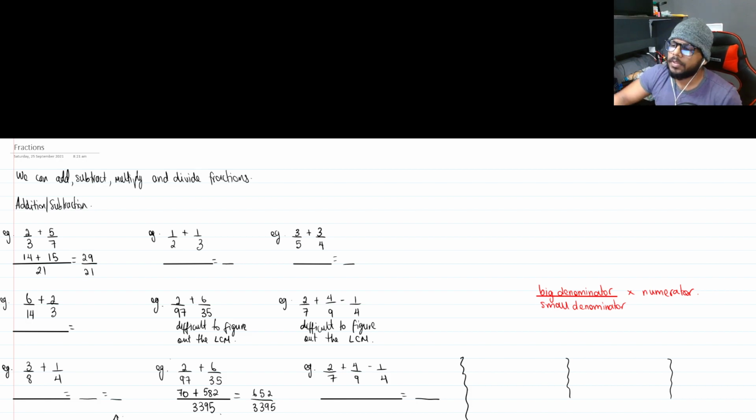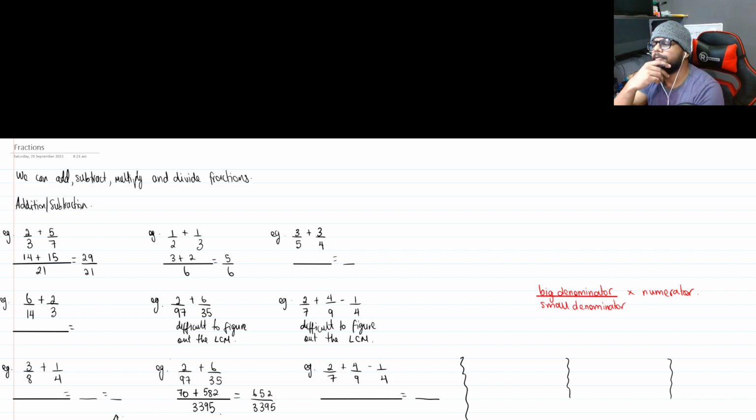Easy peasy lemon squeezy. Let's try the second one. I'm sure everybody will agree with me. LCM here is 6. Well, 2 into 6 is 3. 3 by 1 is 3. Plus 3 into 6 is 2. 2 by 1 is 2. 3 plus 2 is 5. So we get 5 over 6.